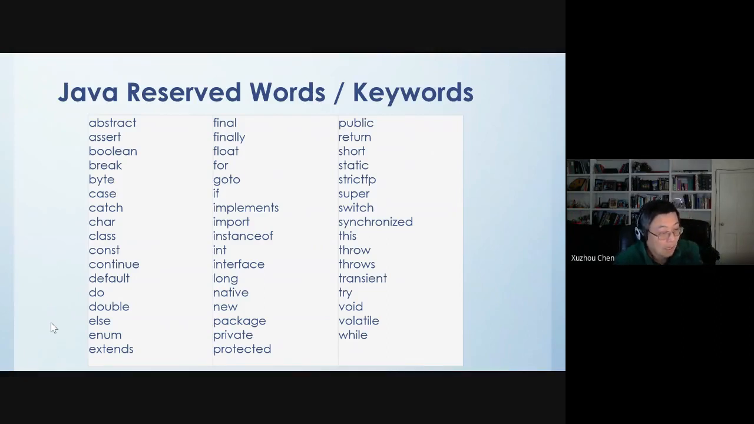Some of these you know very well, like for, int, double. Later on, when we talk about branches, you can say if, else. These are reserved words in a control structure.